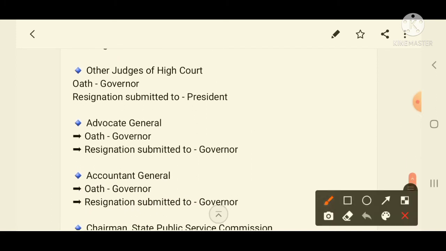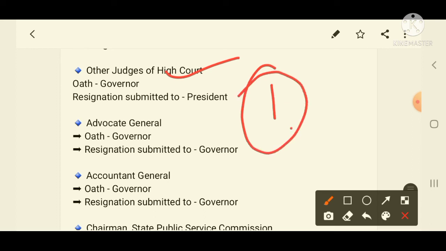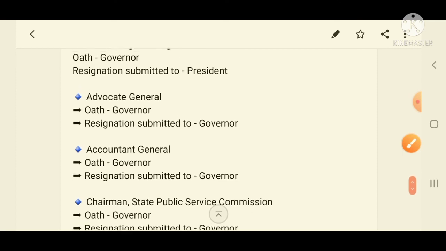Next post coming in line is other judges of High Court. In a High Court, we have so many judges. One is Chief Justice and there are so many other judges. Those judges are given oath into the High Court by the Governor of the particular state. For example, if a Madras High Court judge has to be elected, then he will be given oath into office by the Governor of Tamil Nadu and he has to submit his resignation letter to the President of India. All of you have got a clear-cut idea till the Governor.